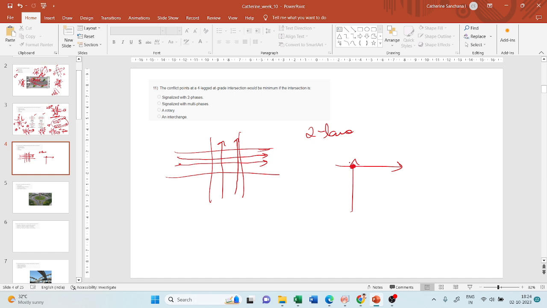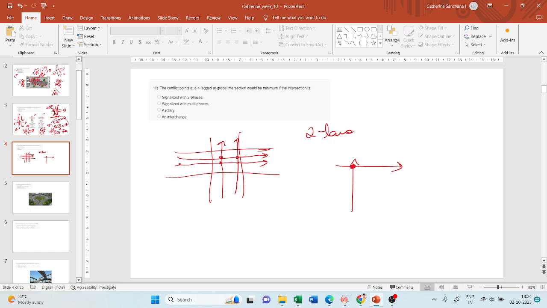Now the number of conflict points will vary depending upon the number of lanes, the number of legs in an intersection, and the type of movement in the intersection. So whether it is two-way traffic or one-way traffic, all will have an influence. So if vehicles are moving in the east-west direction, and vehicles are moving in the north-south direction, then you can identify four conflict points.